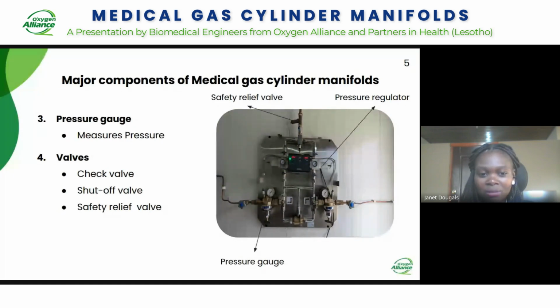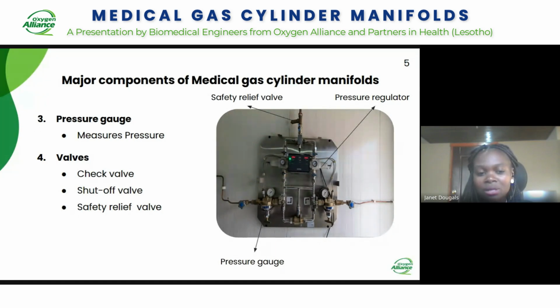Firstly, you have a check valve. A check valve ensures that the gas flows in one direction. So if the gas is flowing from the manifold system down to the pipeline, there shouldn't be any possibility of backward flow of the gas in any way. So you need to have a check valve.